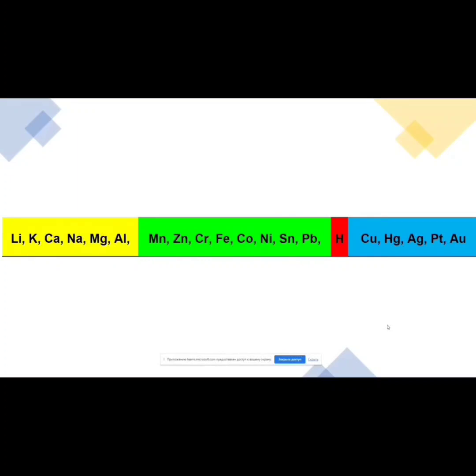Iron and HCl, hydrochloric acid. What happens? Iron has a medium activity, but it's more active than hydrogen. It will also push hydrogen, and we will get iron chloride plus H2.